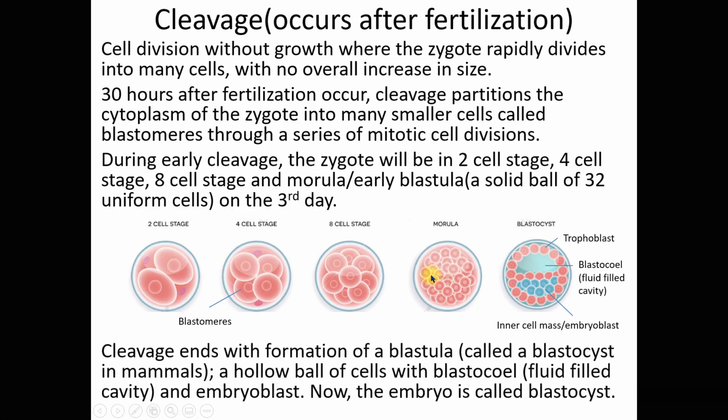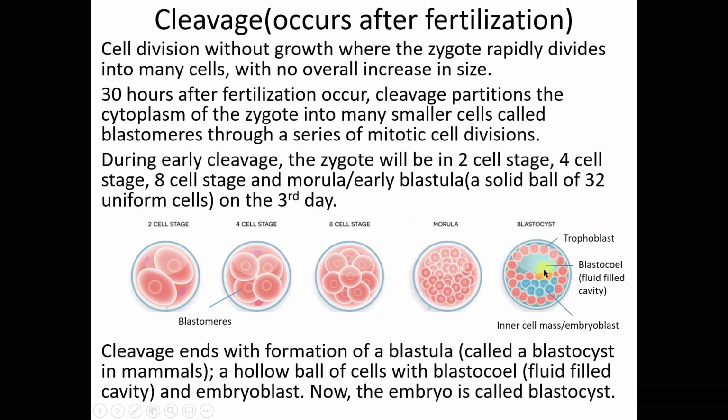Then cleavage will end with the formation of a blastula. So this is a blastula, the end product in the cleavage. Now, this blastula is also called blastocyst in mammals. So if you come across the word blastocyst or blastula, it has the same meaning. This blastula, or blastocyst, is a hollow ball of cells with blastocele. This is a blastocele. It is a fluid-filled cavity.